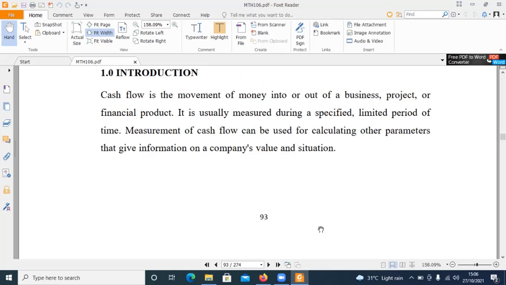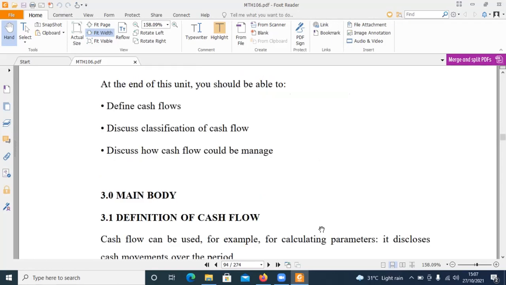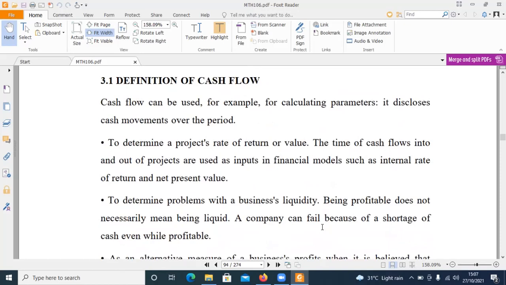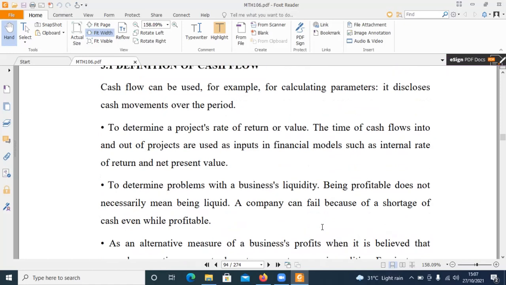It is usually measured during a specific limited period of time. In cash flow, it can be a particular period that one may determine. You want to say, is there any cash flow in this particular business, project, account or financial product? That is what cash flow is all about. By means of definition, cash flow can be used, for example, for calculating parameters. It discloses cash movement over the period. With it, we can determine how cash is flowing.